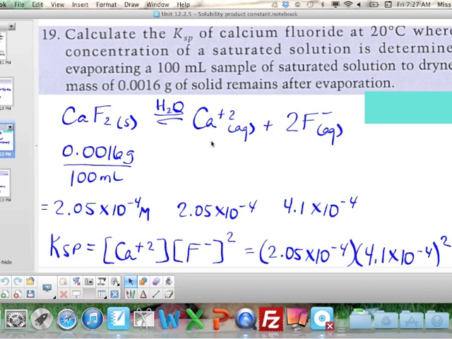So again, the first thing we need to do is to write down the equilibrium reaction. So we have CaF2 solid that dissociates into Ca2+ and 2F-. Next thing we do, we convert our mass of CaF2 into a molar concentration.